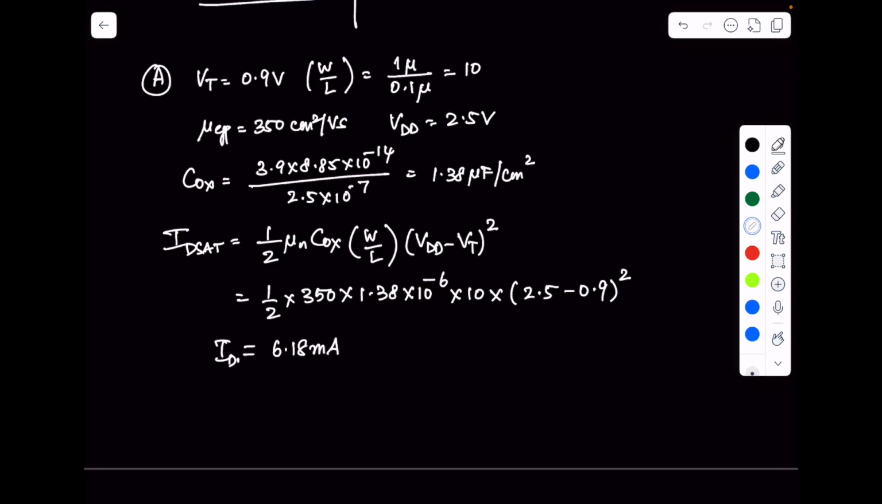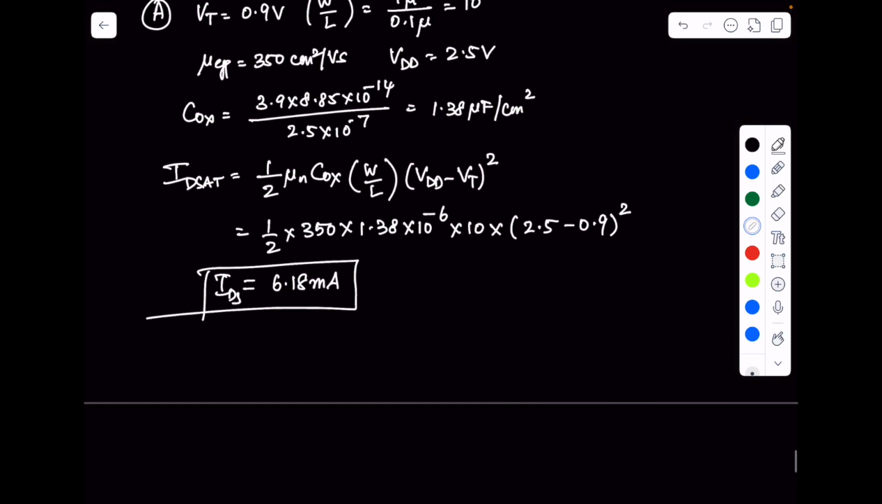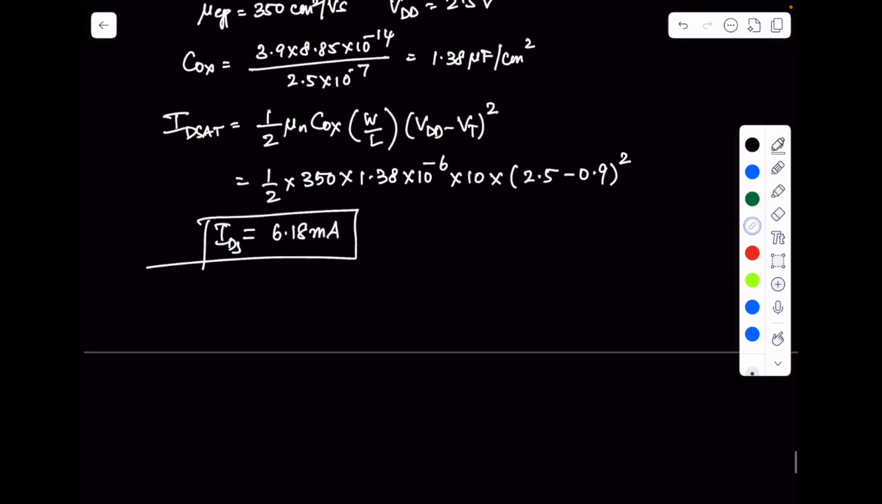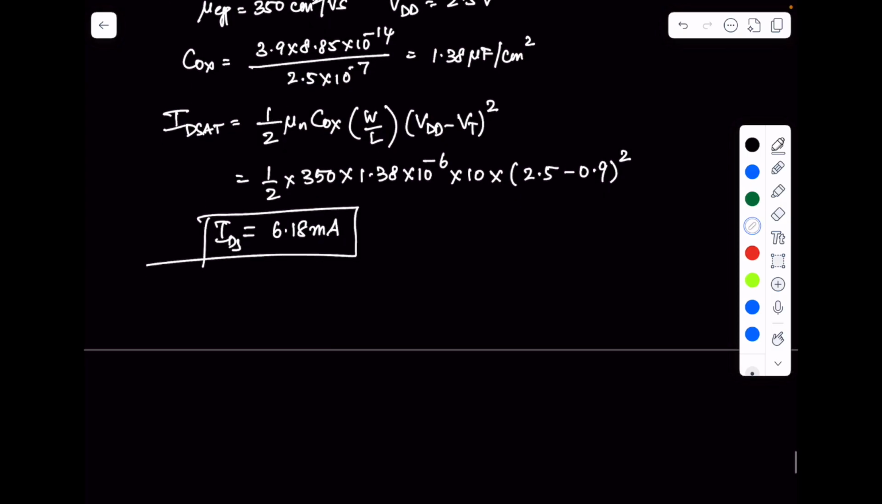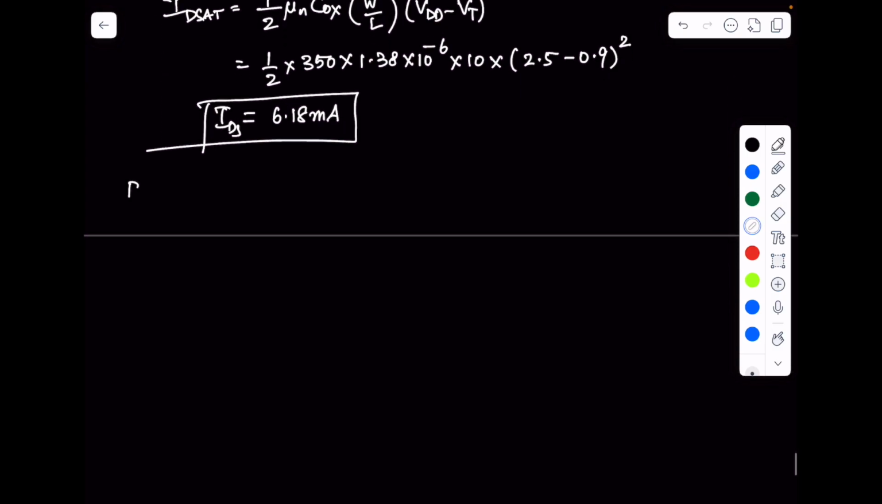So if I use the long channel MOSFET model, my drain current in saturation at the highest gate voltage works out to 6.18 milliamps. Now in the second case, you're asked to consider saturation velocity. So you're given ESAT to be 3 into 10 power 4 volt per centimeter.